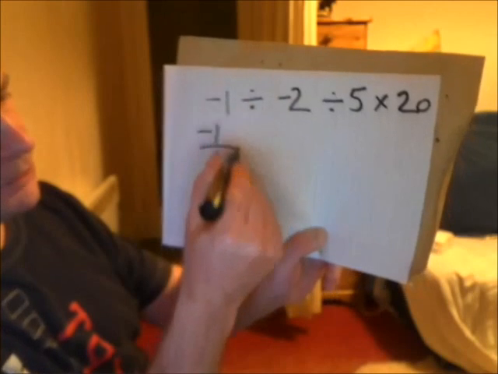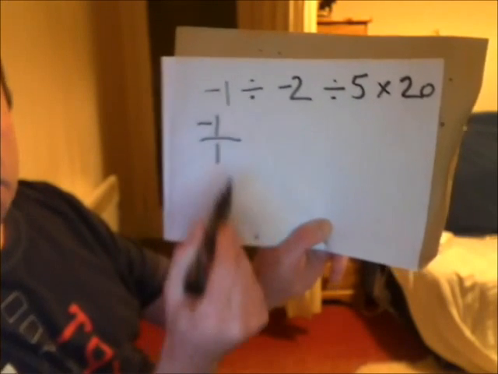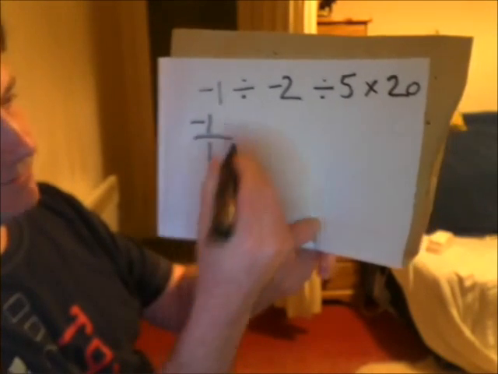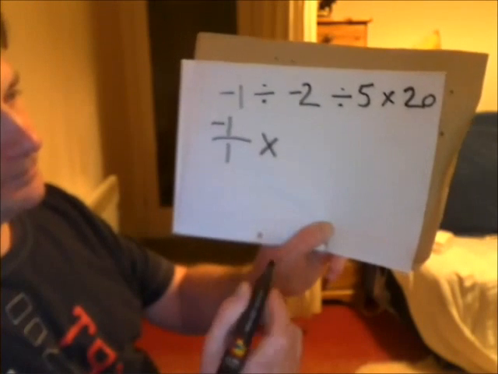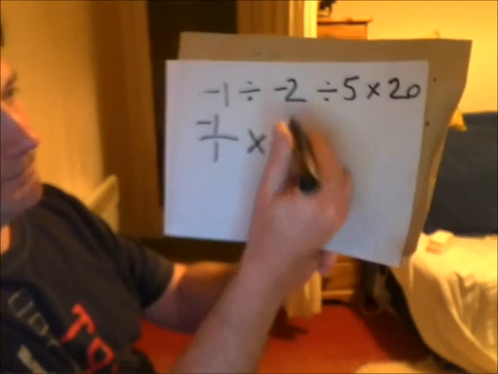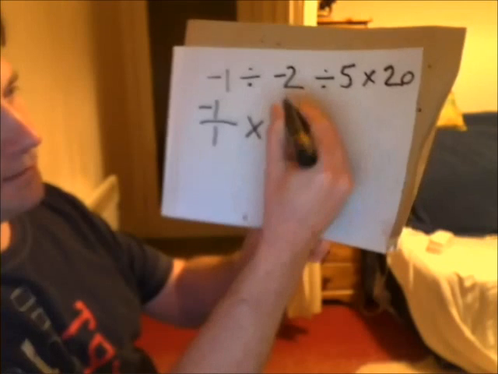The first part of the equation always stays the same. -1 is equivalent to -1/1 as a fraction. Now do you remember what to do here? You're absolutely right.